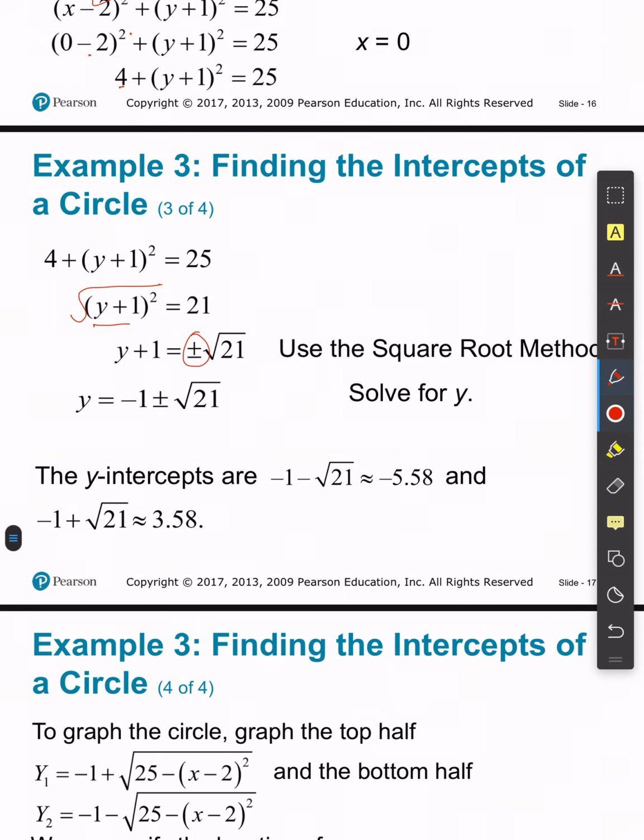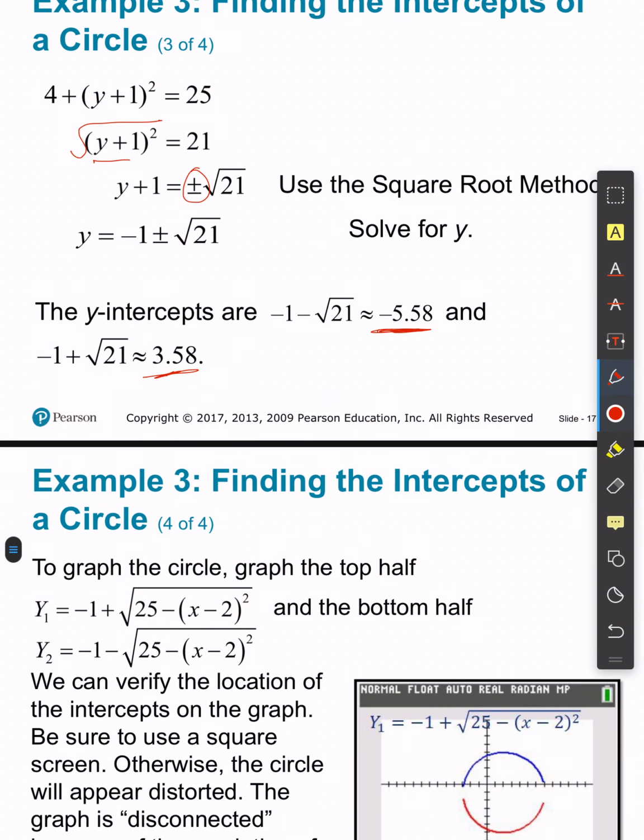All right, so when we do that, they might have you estimate this to the nearest hundredth, or they might have you leave it in radical form. I'm not sure what they do on the program. But either way, look carefully in your directions to figure out which version they want here.